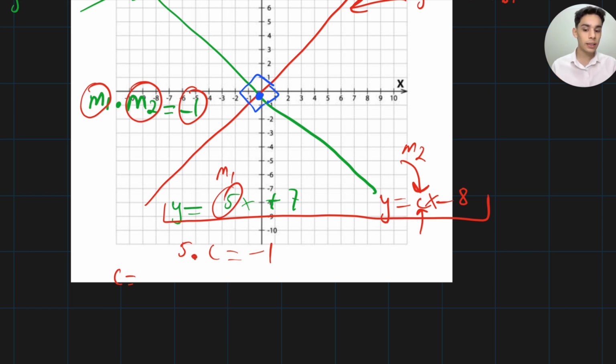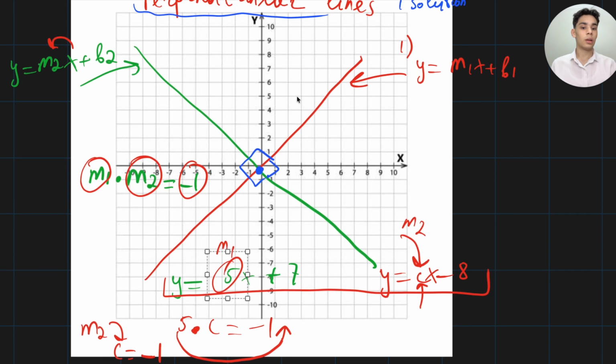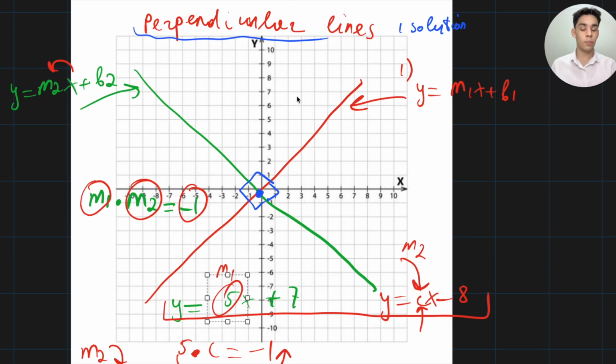Now, because in here we're actually multiplying, when I put the 5 to the right side, I will be dividing. So it will be -1 over 5. So our second slope, or basically c, will simply equal -1 over 5. This is it for perpendicular lines. I hope you understood everything.